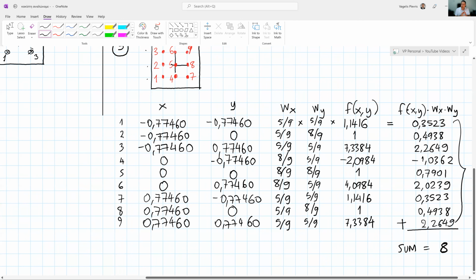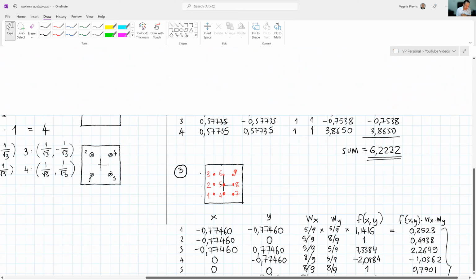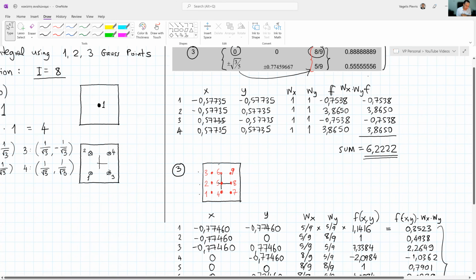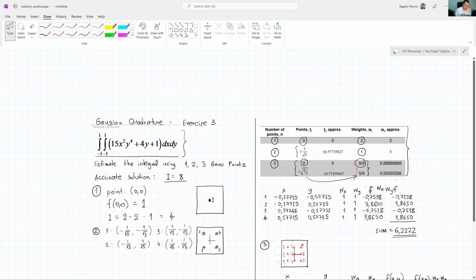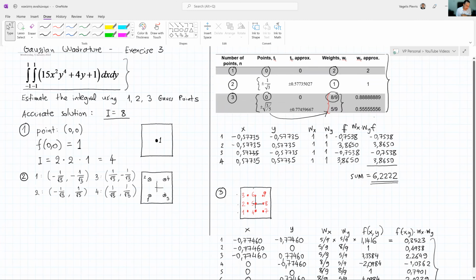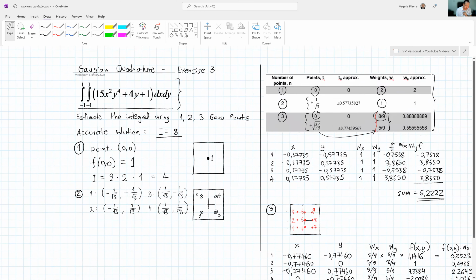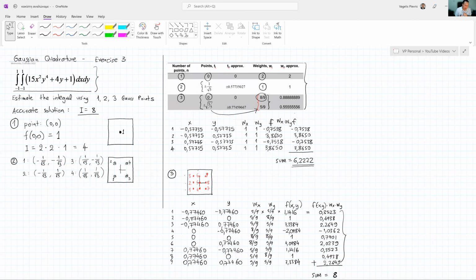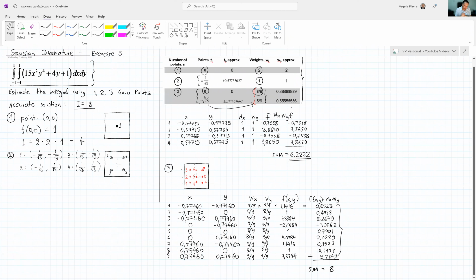So by using 3 Gauss points per direction, 9 Gauss points in total, we managed to find an exact solution for this problem, which is described here. And then we have a success. So for this problem, we needed these 9 Gauss points, 3 per direction, to find a good and accurate solution. Thank you for joining.